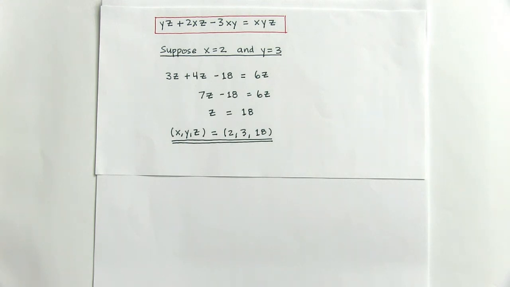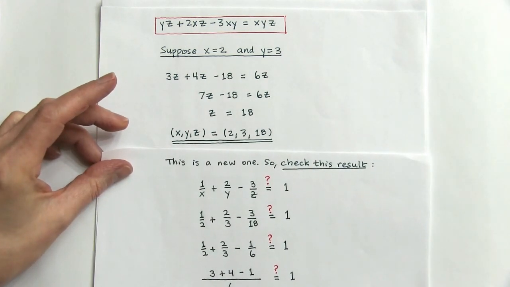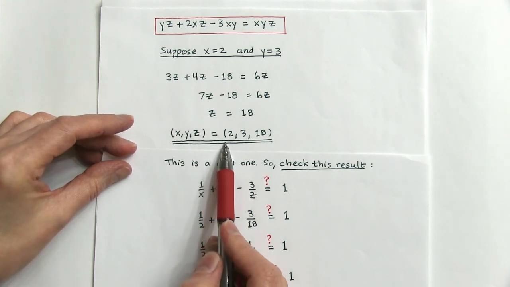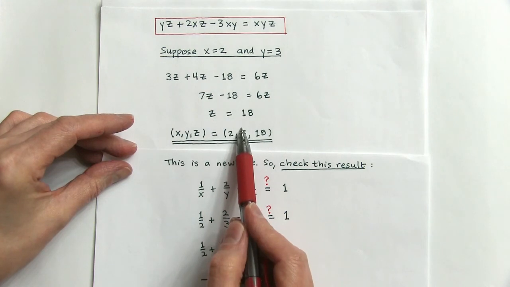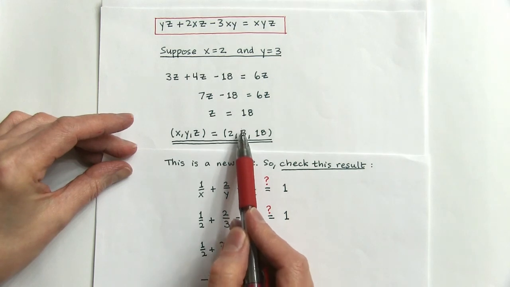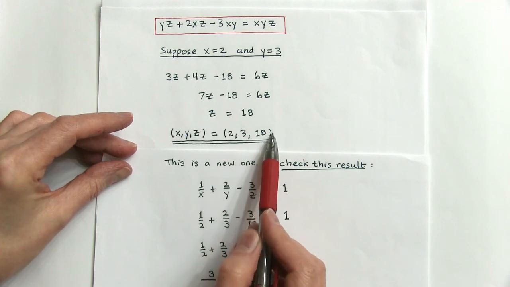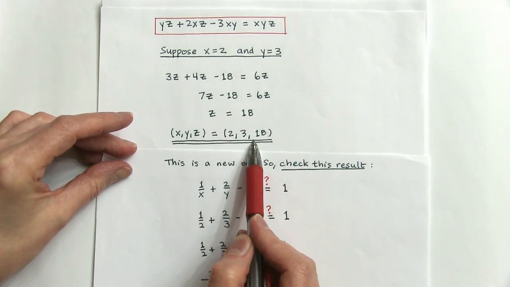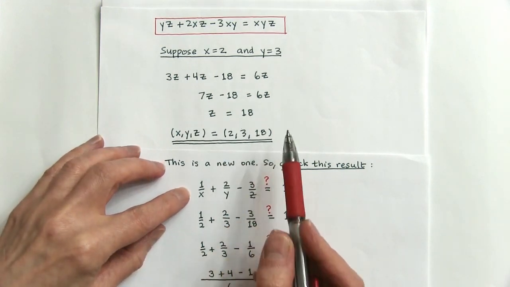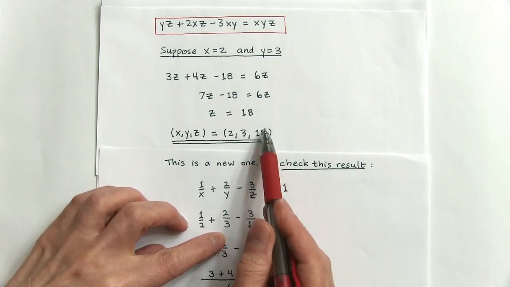And we can check that it works like this. So this is a new one because in case 1, y was 1 and this is 3. In case 2, y was 2. And in case 3, x was 1 and this is 2. So this is not covered by any of the previous cases. So this is a new solution, and so we need to check it. We want to know, does this satisfy this equation when we plug in x is 2, y is 3, and z is 18?